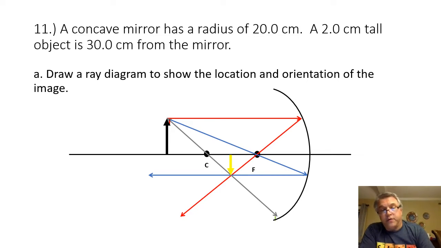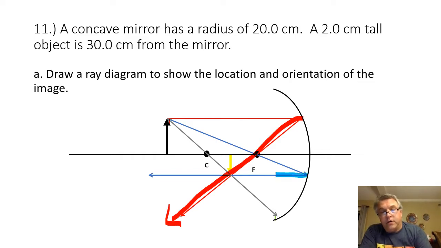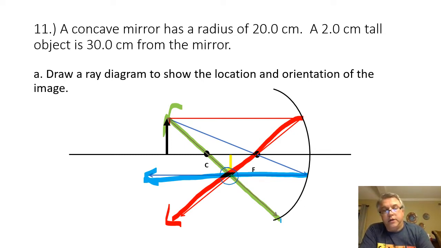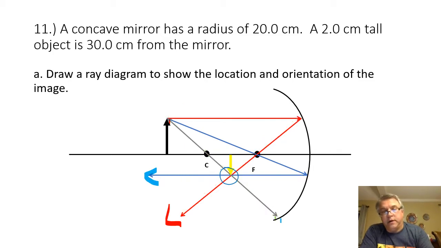So I have my first reflected ray that's going this way. I have my second reflected ray that is going here. And I have my third reflected ray that is going up here. And they all intersect at a point right here. And that is where my image is located. Let me just erase some of that stuff.